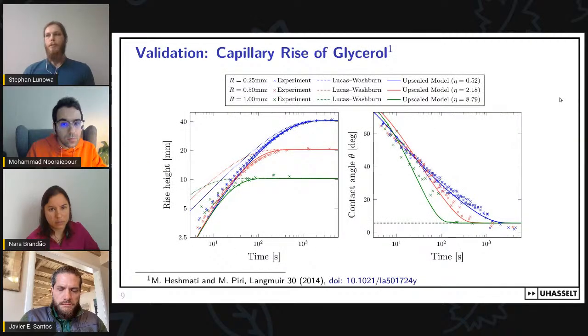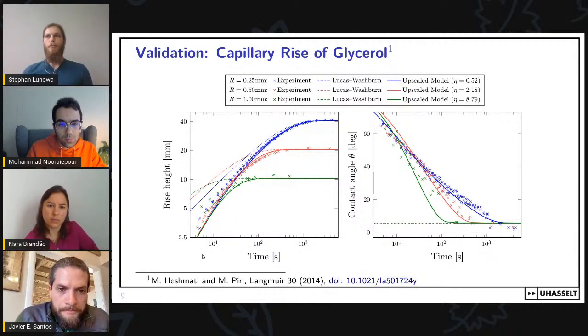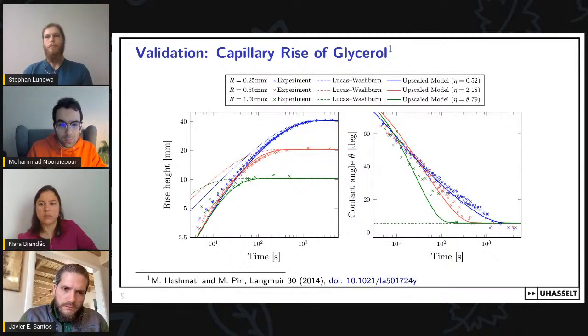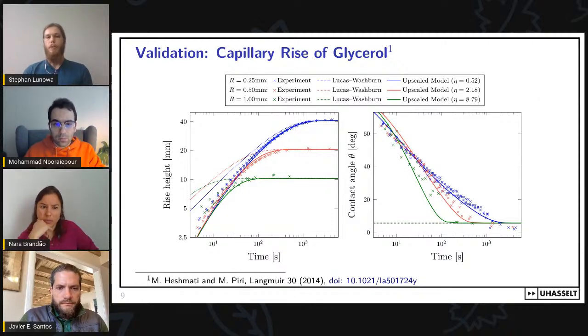So we compared this to experiments done by Schmati and Piri. And for glycerol, we saw that, of course, you have this one parameter you have to fit. But with this exact one parameter, which is more or less the same for all radii, you get a very good agreement. And I have to say here, I'm only showing the capillary rise of glycerol, but we have similar results for saltrol and also for water, although there you have to also incorporate the effect of inertia.